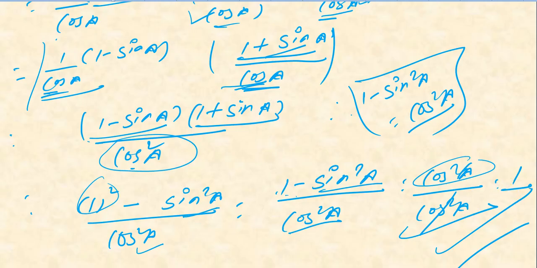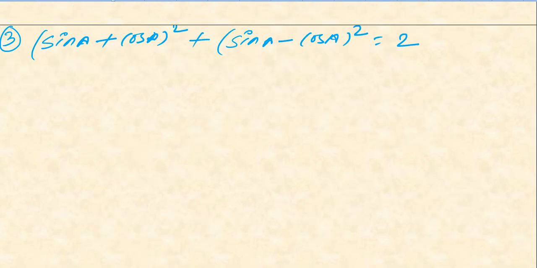Proved. Our next question, very important but very easy: sin A plus cos A whole square plus sin A minus cos A whole square is equal to 2, is the question.